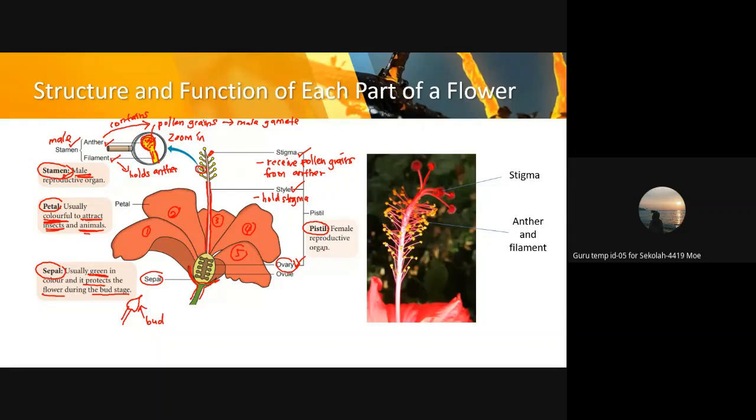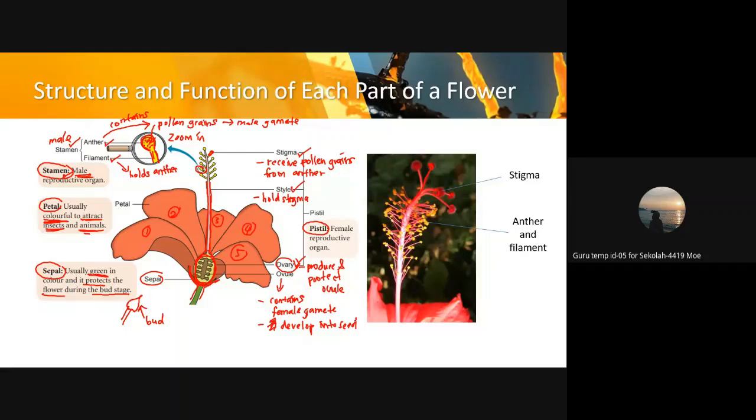Okay, ovary ni dia produce and protect ovule. Okay, ovule. So inside ovary, ni ovary yang bulat besar ni. Then inside ovary we have ovule. Alright. So ovule ni it contains female gamete. It contains female gamete and also it will develop into seed.